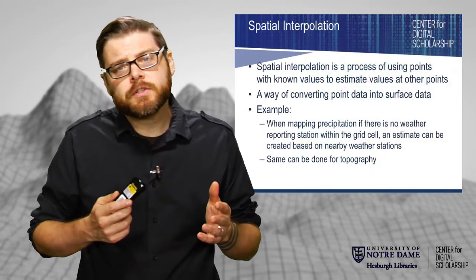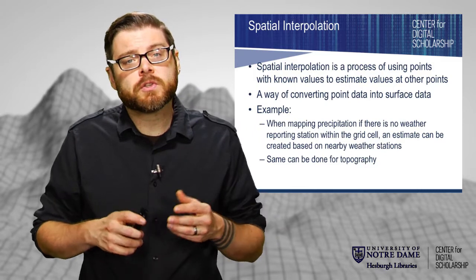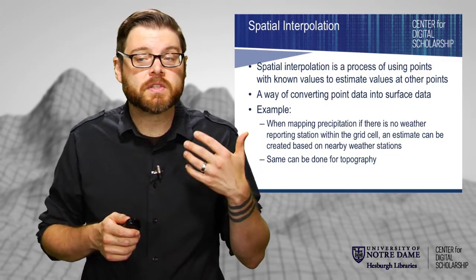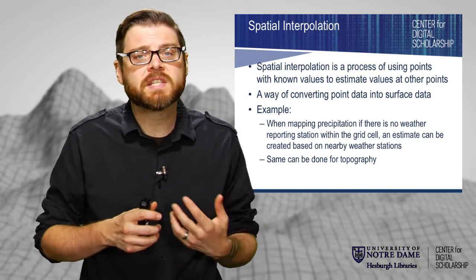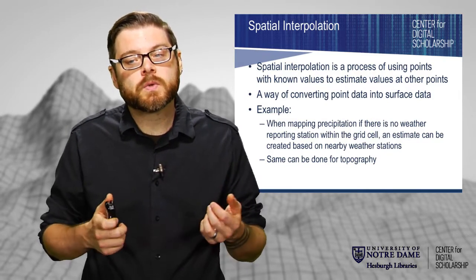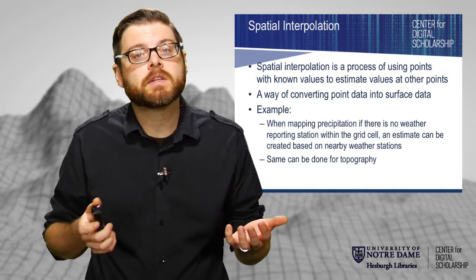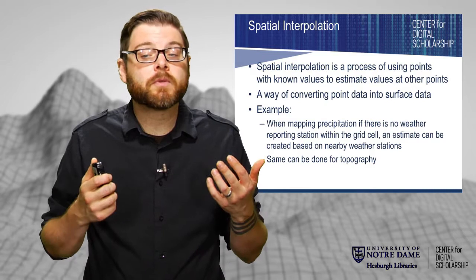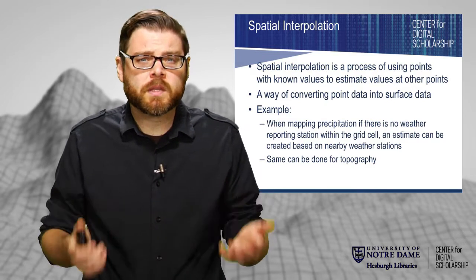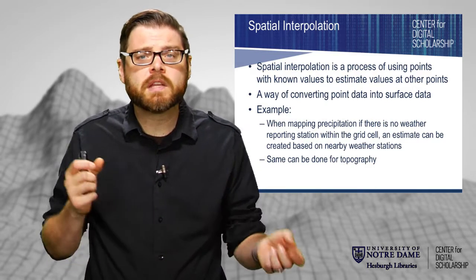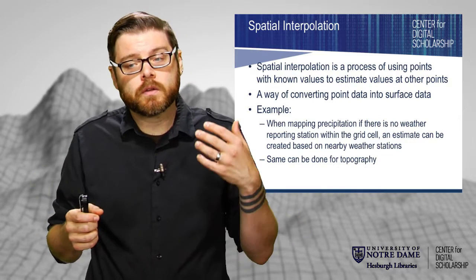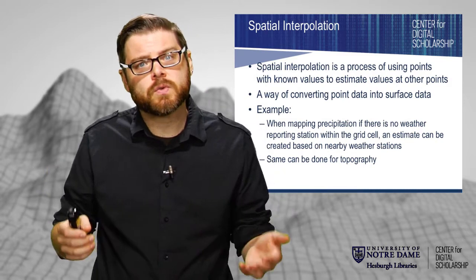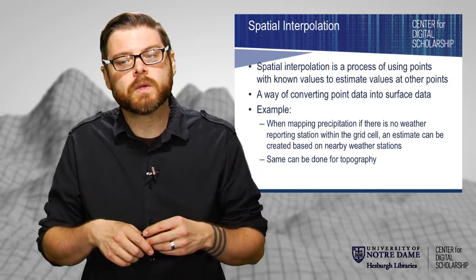The last thing we can do to create a topographic surface is interpolate between known points. This is the process where we have a series of points with known values, and we use them to estimate values in between. So it's a way of converting point data into surface data. Just as an example, if we wanted to map precipitation, and we wanted to know what the precipitation was likely to have been between two different weather stations, we can create an interpolation based on the values at a bunch of known weather stations and use that to estimate what it is in between them.